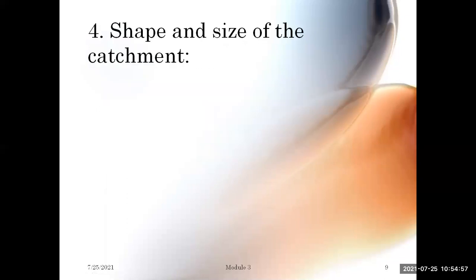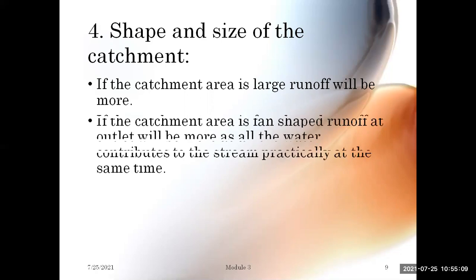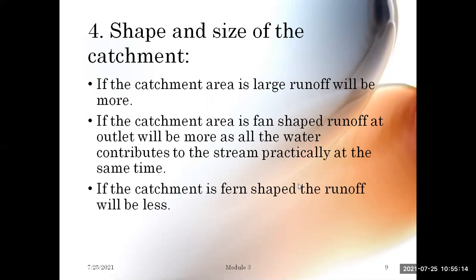And the fourth factor is the shape and size of the catchment. So how are the shape and size of the catchment affecting it? If the catchment area is large, then obviously the runoff will also be large, meaning the runoff will be more. Okay, if the catchment area is fan shaped, then the runoff at the outlet will be more. And as the runoff will be more, that will contribute to the streams more.